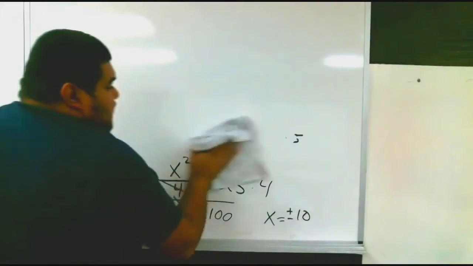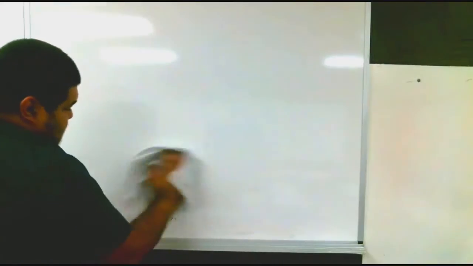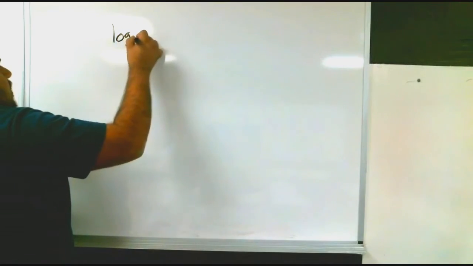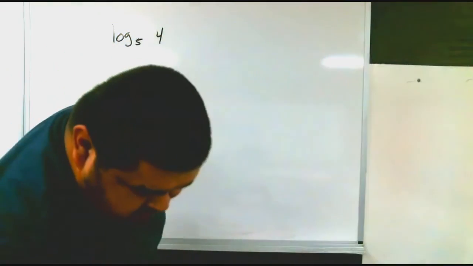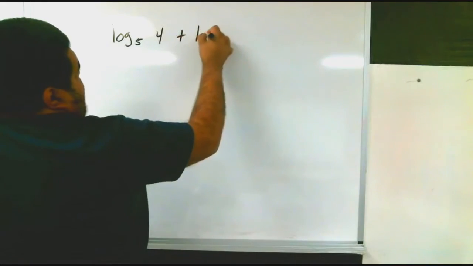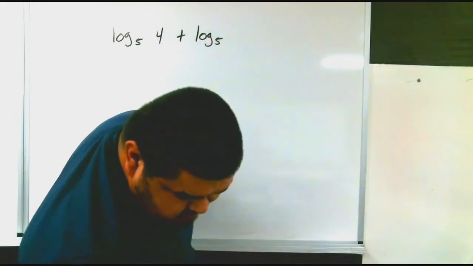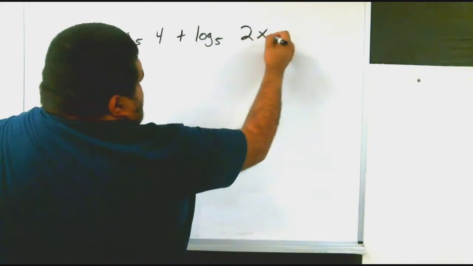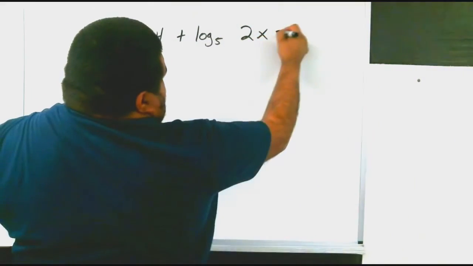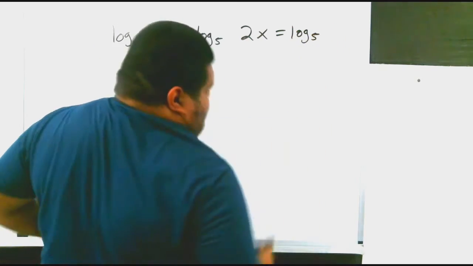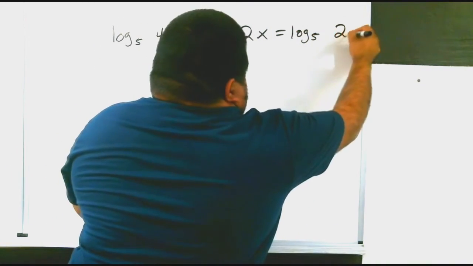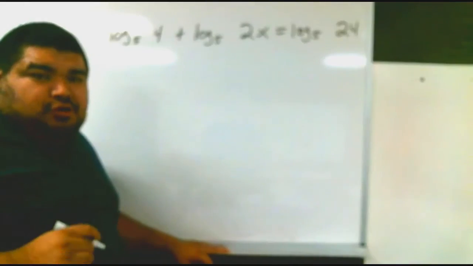You're going to do the same thing on yours. You're solving for x. The problems for you guys to do, start with something simple. Log of 5, 4, plus log of 5, 2x, equals log of 5, 24. Okay, that's your first one.